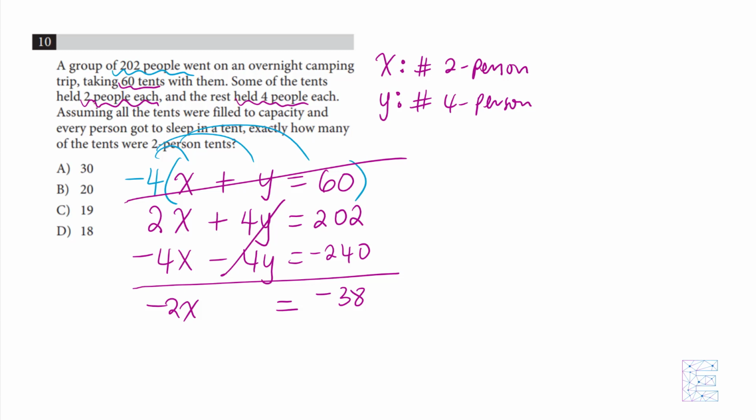And to finish this off, we just need to divide both sides by -2, and we end up with the value x equals 19. So there are 19 2-person tents, which happens to be C.